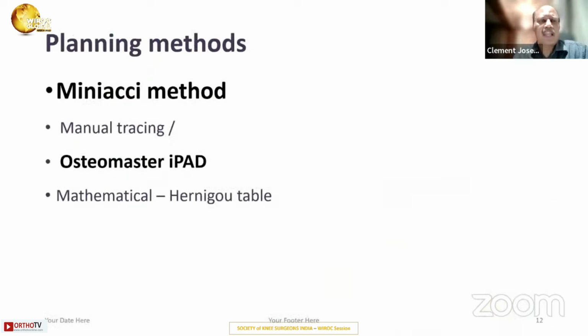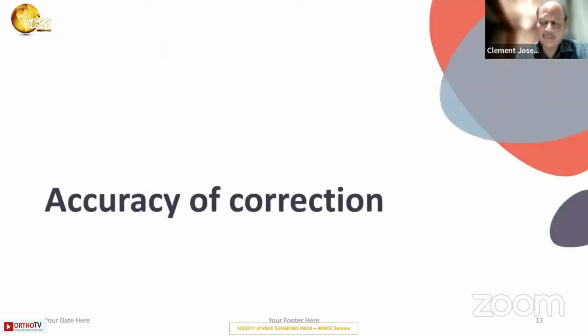Coming to the planning methods, we follow the Miniaci method. It can be calculated using manual tracing of the long leg X-rays. And this is a particular software which I use in my practice called OsteoMaster, which is available on iPad and iPhone. For people who don't have a magnification marker but would still like to know how much to open on the medial side when doing an opening wedge osteotomy, follow the mathematical table described by Hernigou et al.